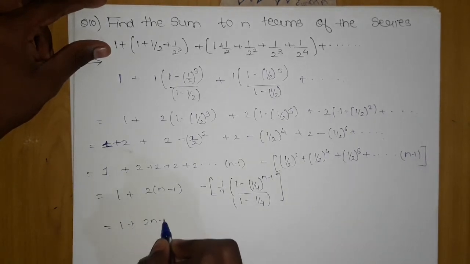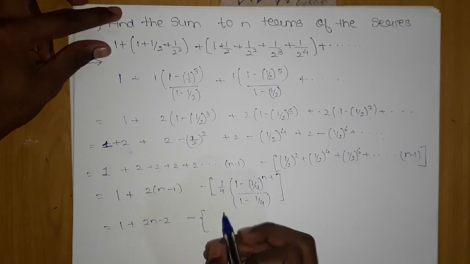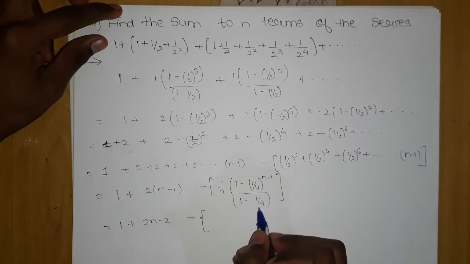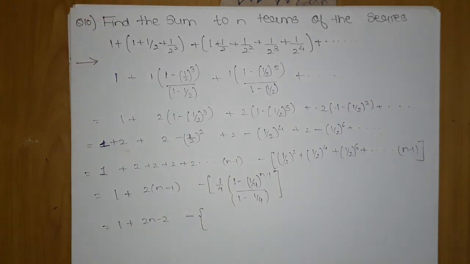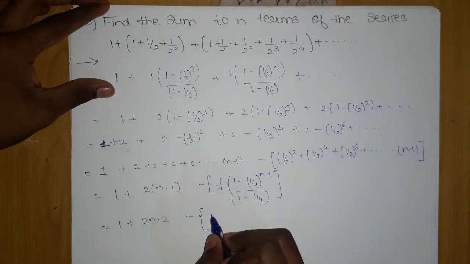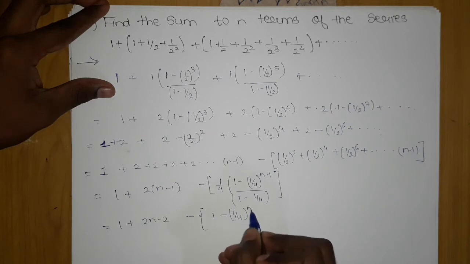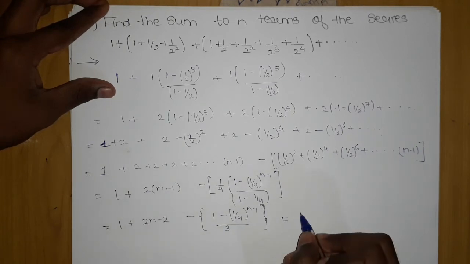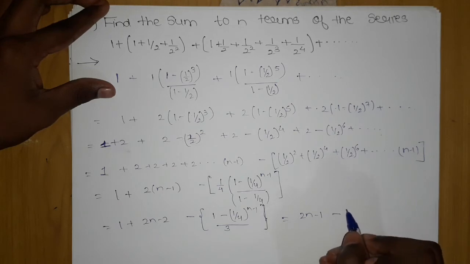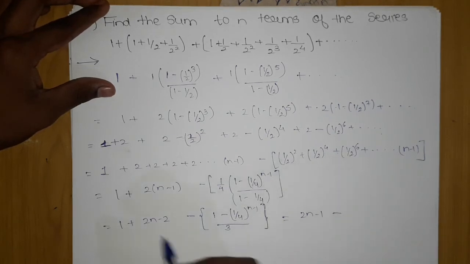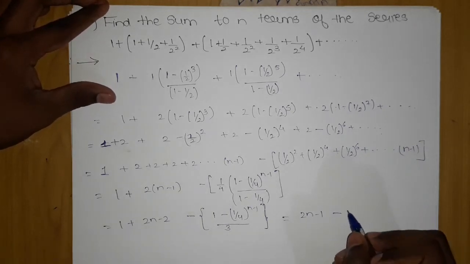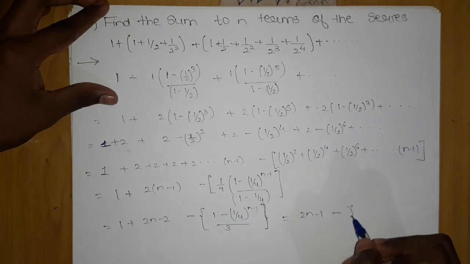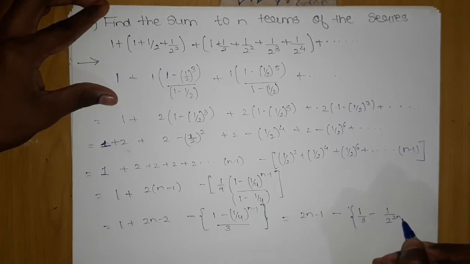Further on, 1 plus 2n minus 2, minus this, the minus is still here. This is 1 by 4, this 4 will cancel out, and what we are getting from here is 3. This will be 1 minus 1 by 4 power n minus 1 upon 3, 4 will cancel out, which gives me finally 2n minus 1 minus. Here we have 1 by 3 minus 1 by 2 power 2n minus 2.